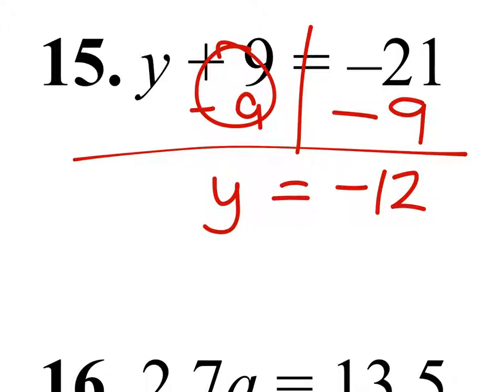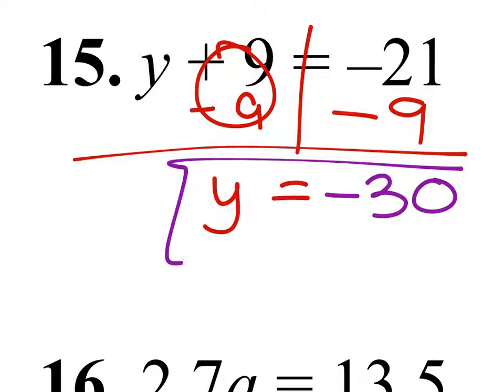Clearly the answer is -12. No, it's negative. I forgot, there are two negatives, so it's a positive 12. Well, here's the thing, it's not 12. Sometimes we do it so fast in our head, we just see 21 minus 9, so we think 12. But if we do it on a calculator, which is what you should do, then the answer is clearly -30.